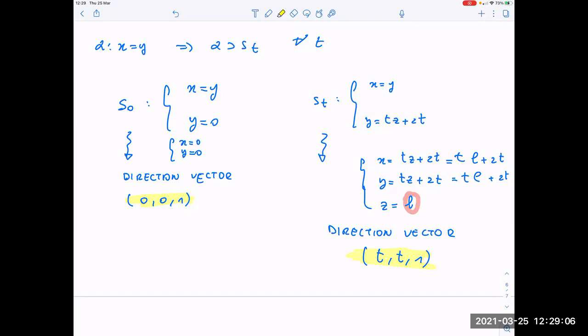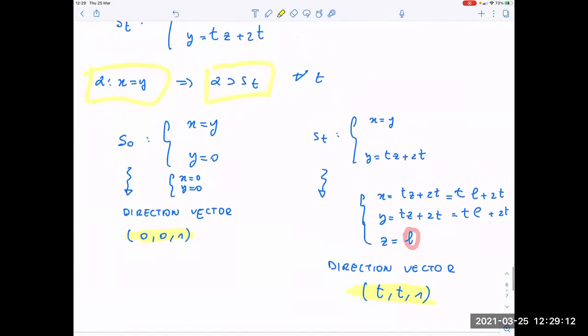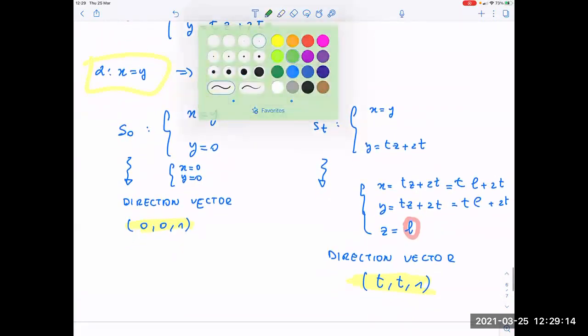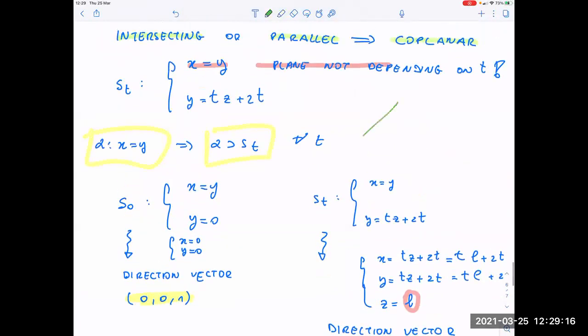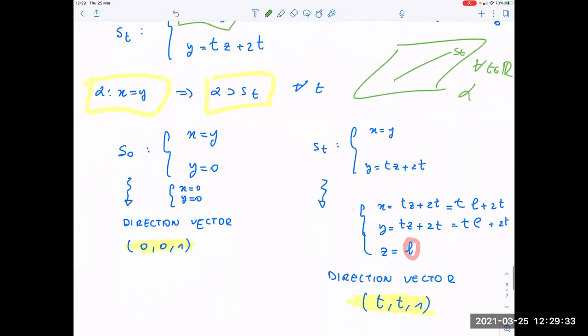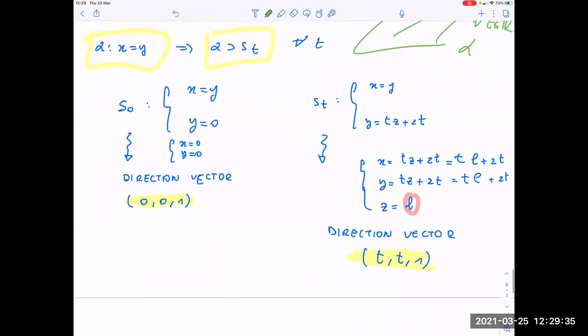No, I'm answering to Pascal Riaki. I'm saying that the line S_t is contained in the plane alpha. So there is a fixed plane alpha, and this contains S_t for all t. Because you see, here is the plane alpha, okay? So the plane alpha contains the line for all the values of t. Yeah. Okay, then now we have the two direction vectors, okay?